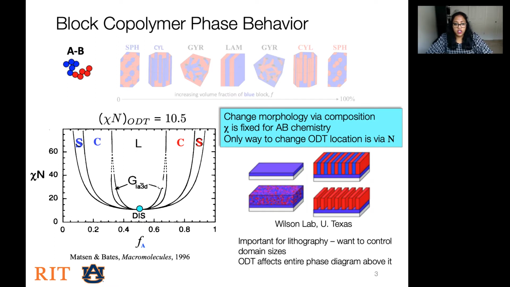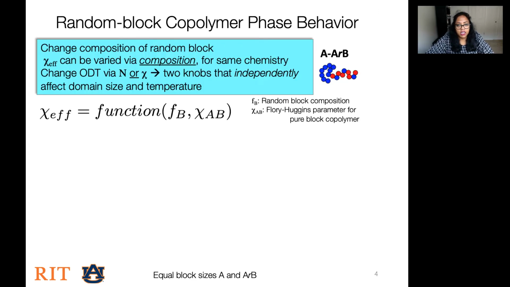We are interested in block copolymer phase behavior because they can be used for lithography applications. Having a tunable domain size and independent control of the ODT is really desirable, but it's not possible with simply a block copolymer. So the idea is to use a block random copolymer, where one block contains a monomer of a single type, but the second block contains monomers of two types, distributed randomly, and you can change the composition of the random block.